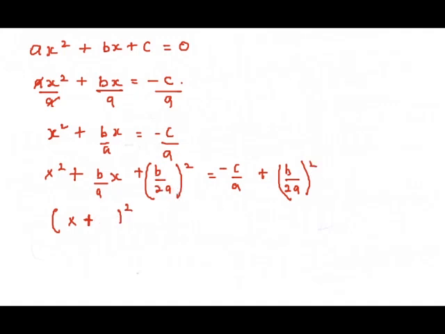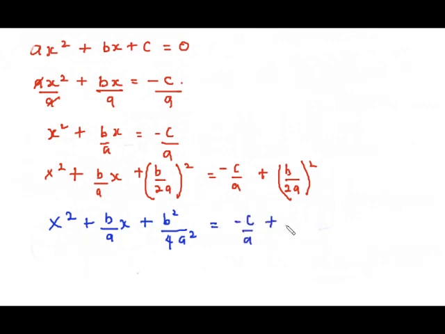Now the result is x squared plus b over a x plus b squared over 4a squared. We've squared the value here, so we still have negative c over a plus b squared over 4a squared, of course.